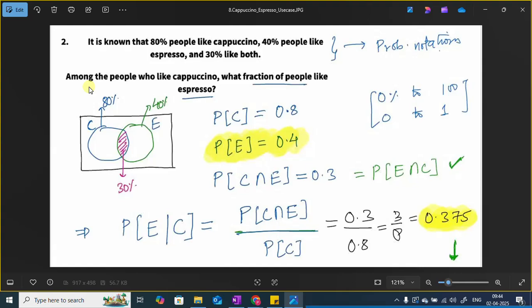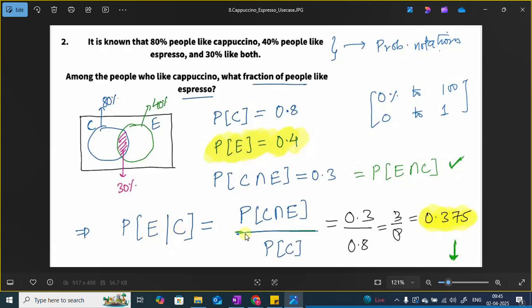Now, what is the question? That is very, very important. Among the people who like cappuccino, when I'm telling who like cappuccino, I'm talking about this left and right part. See, here, this part, for cappuccino. Not the right hand side part. What fraction, again fraction means divided will come, right? Something will come in the numerator, something will come in the denominator. Fantastic. What fraction of people like espresso is indirectly telling us to find the probability of espresso given cappuccino. That's what I've written here. Probability of espresso provided cappuccino, or given cappuccino.